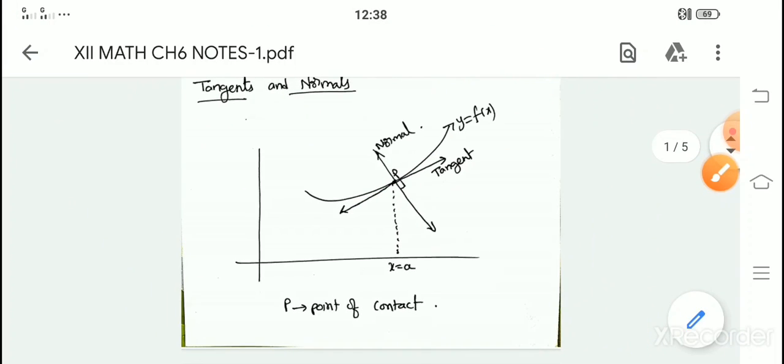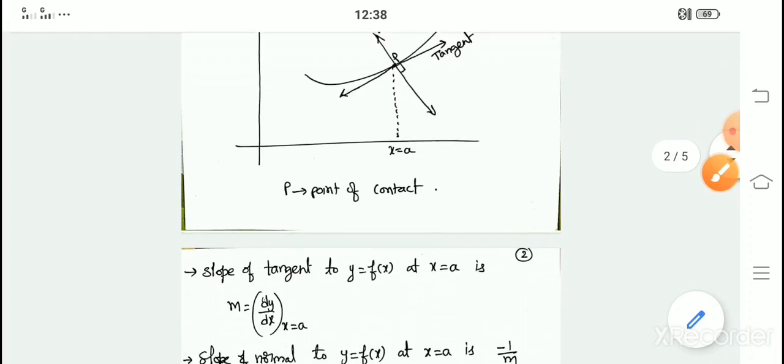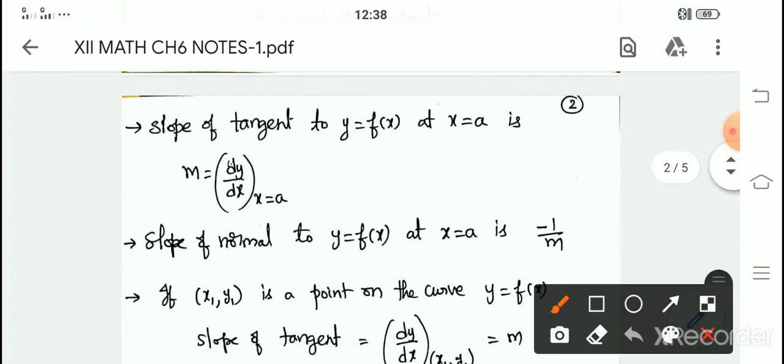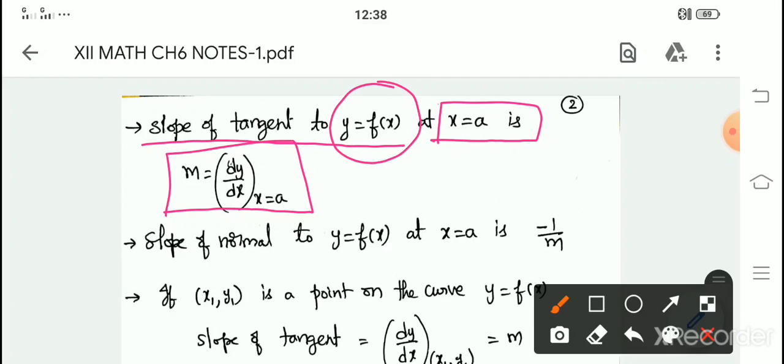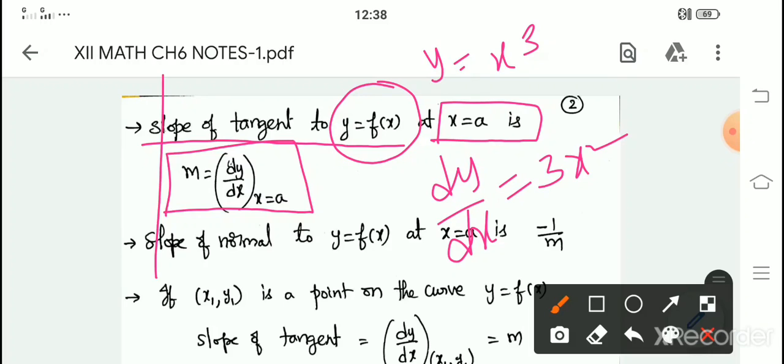To find the slope of the tangent, we use the derivatives concept. How am I using it? Look at it. To find the slope of the tangent to y is equal to f of x at x is equal to a, m is equal to dy by dx at x is equal to a. That means whatever curve is given, you find its derivative. For example, y is equal to x cube is given. What is dy by dx? 3x square.